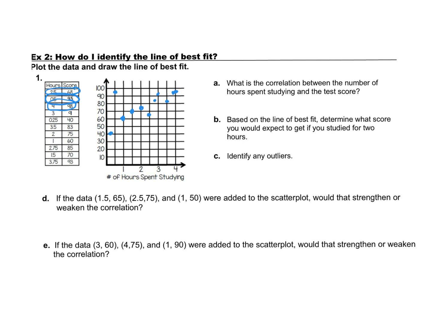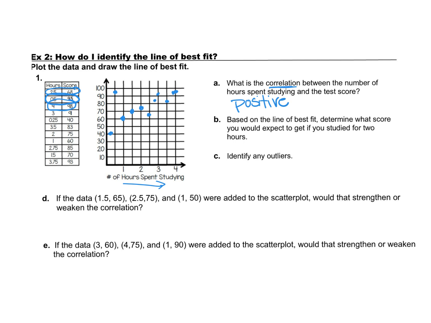So hopefully your points that you've plotted look very similar to what I've just plotted here. And now let's go ahead and answer some questions about the scatter plot. It says for letter A, what is a correlation between the number of hours spent studying and the test score? Well, the correlation, remember, is a relationship. And notice here that as the number of hours spent studying increased, so did the test score. So this is a positive relationship or positive correlation, because as the number of hours you studied increased, so did the test scores.